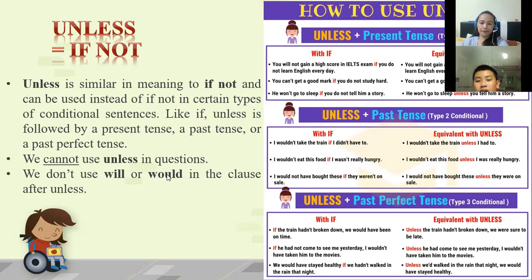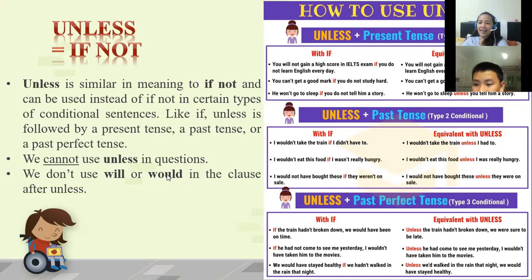Example. I wouldn't take the train if I didn't have to. You wouldn't eat this food if I wasn't really hungry. I would not have bought this if they weren't on sale. Yes, cause and effect. I wouldn't take the train. So what will happen? You don't like to take a train, so what are you going to do? I will walk. Right?